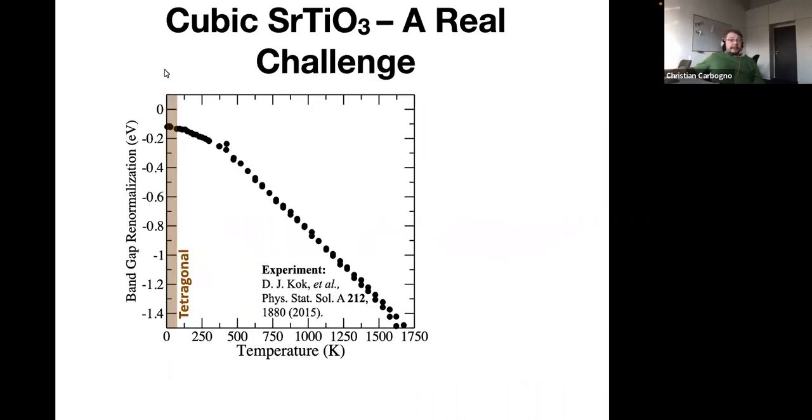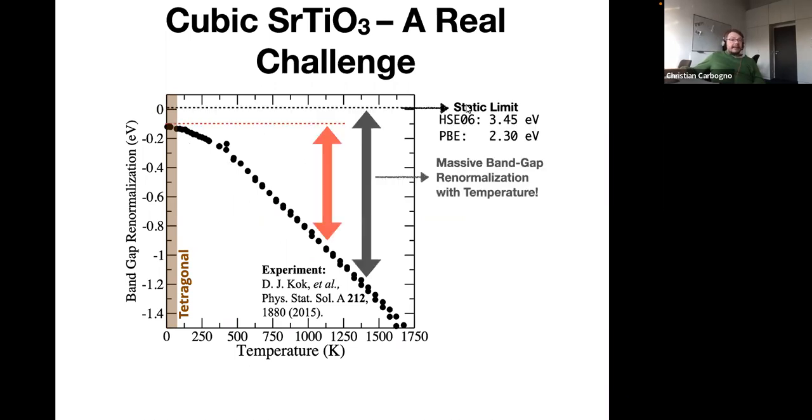We start with experimental data, and you see that, at least compared to silicon, we have a massive band gap renormalization. It's over 1 eV at 1000 K. So this is something that really massively plays a role in this material. If you look at the actual band gap in the static limit compared to the 0 K renormalization, already at 0 K it's more than 0.1 eV that the band gap changes due to the static nuclear motion, according to experiment. So there is a massive band gap renormalization with temperature.